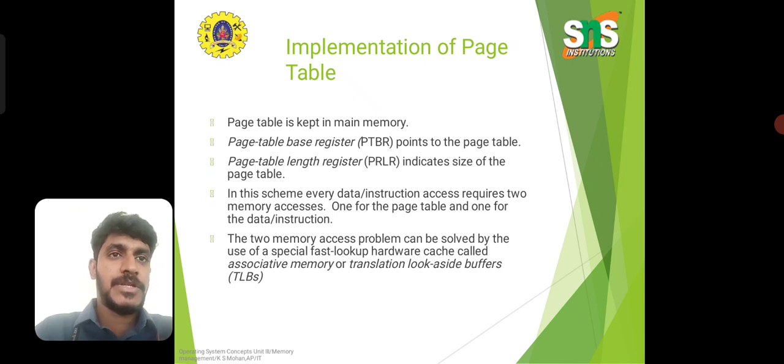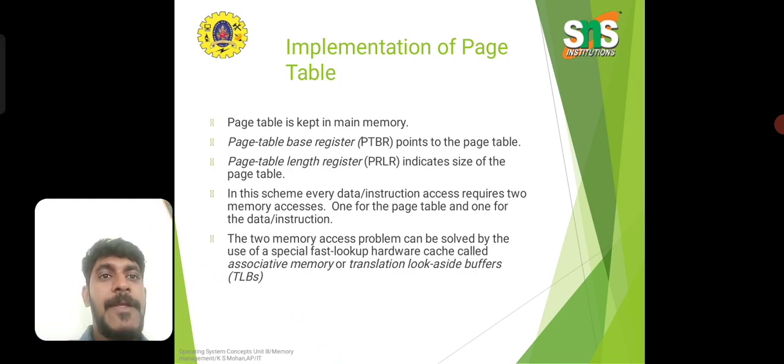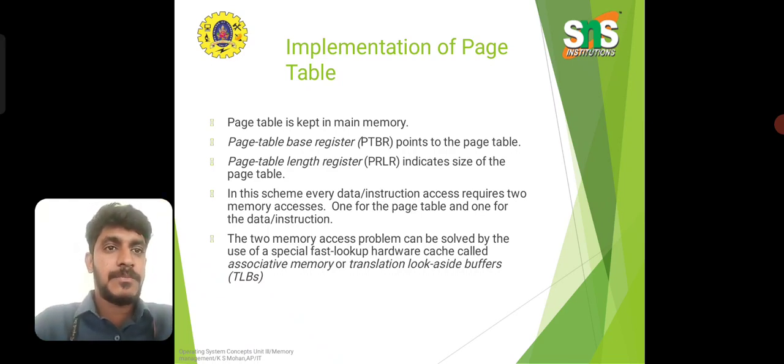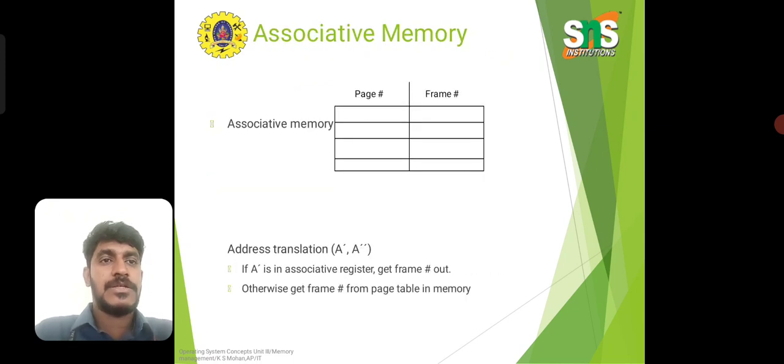We can see next. We have discussed the implementation of the page table. The page table is kept in main memory. The page table base register, PTBR, points to the page table. The page table length register indicates the size of the page table. In this scheme, every data or instruction access requires two memory accesses, one for the page table and one for the data or instruction. The two memory access problem can be solved by the use of a special fast lookup hardware cache called associative memory or translation look-aside buffers, TLBs.